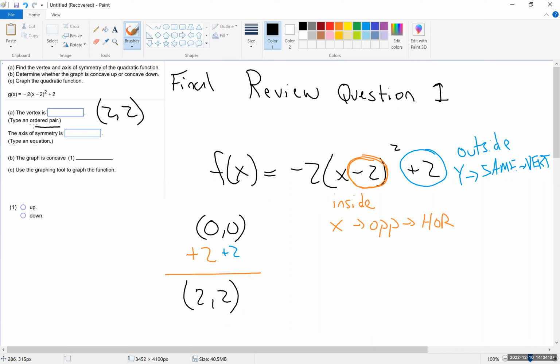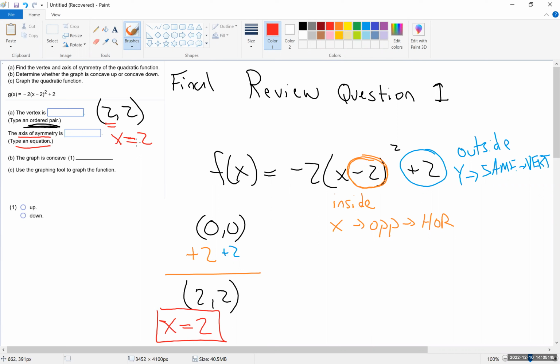And what's really nice is it will tell you how it wants you to write your answer. You want to write your answer as (2, 2), because that's an ordered pair. All right, I'm going to pause. All right, so we got our vertex. The axis of symmetry, you have to type as an equation. The axis of symmetry will always be x equals the x value of the vertex. So it's always the first part of the ordered pair, but you have to write it as x equals 2.